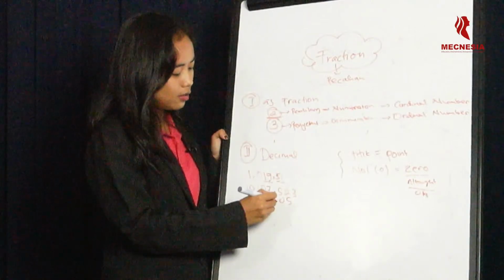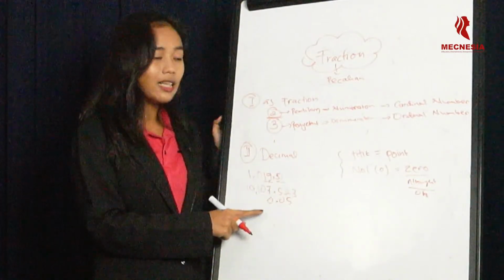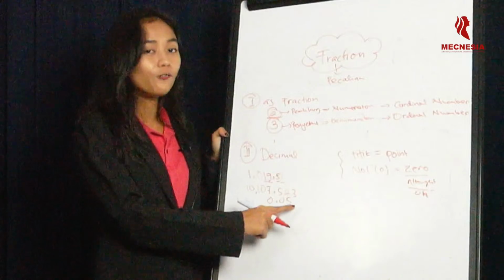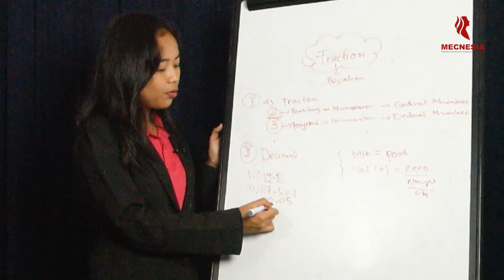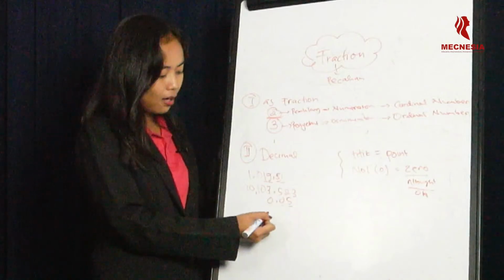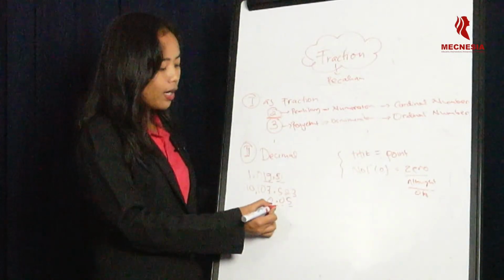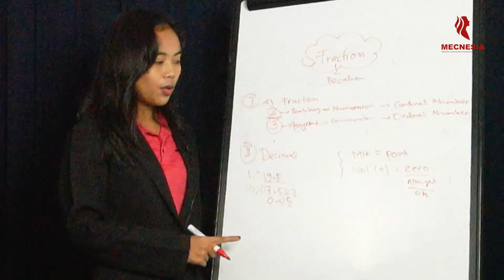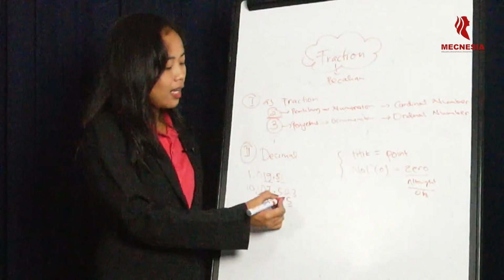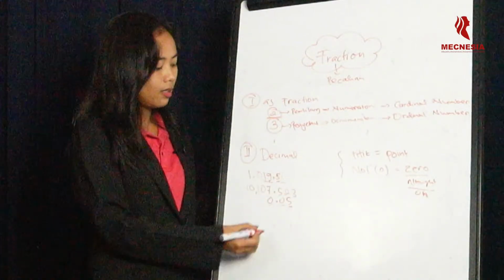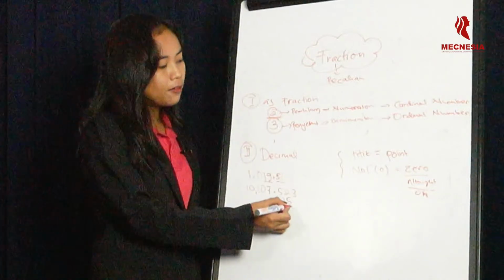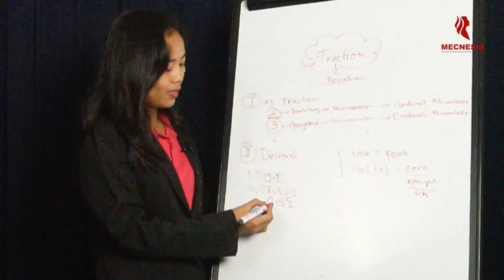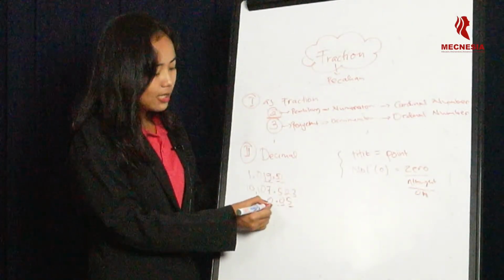Now, let's read this decimal. Yang pertama tetap zero ya. So, it's zero point zero five. One more time. Zero point zero five. Next, let's try with nought. So, it's nought point nought five. Next, let's try with O. So, it's become jadinya O point O five.